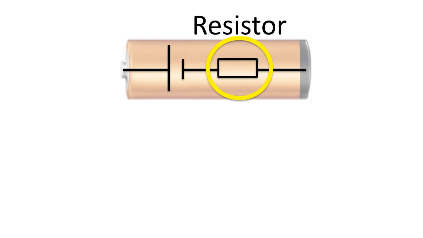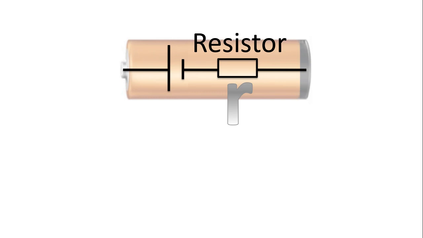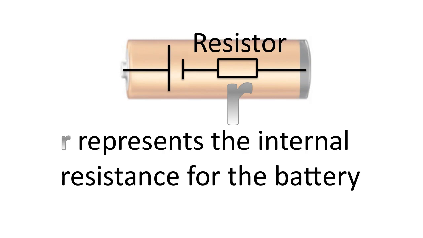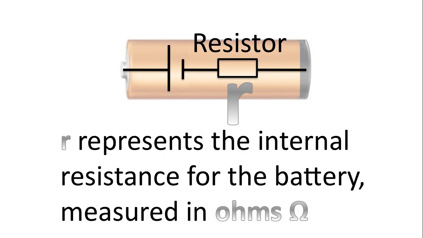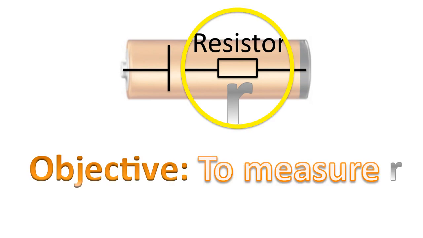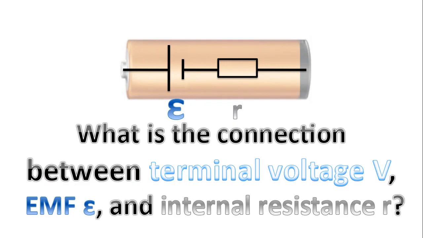In addition to the battery consisting of a cell, we'll also model the battery as consisting of a resistor. The symbol we'll use for the resistor is R, and R represents the internal resistance for the battery. It's measured in ohms. And so this is our objective today, to measure the internal resistance for a battery. And so to do this, we have to explore the connection between terminal voltage, V, EMF, epsilon, and the internal resistance, R.